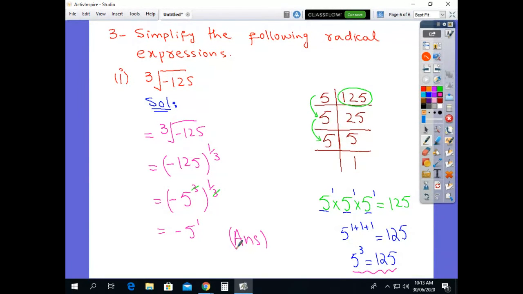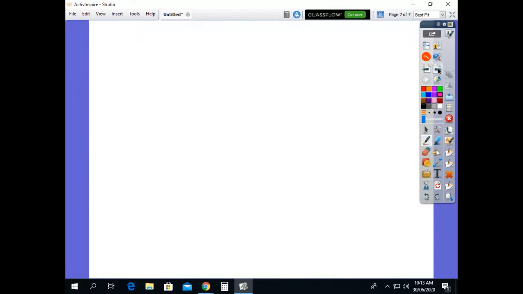Now we move on to the next part. The next part is the second part, which is the fourth root of 32. What is the solution or its simplest form?